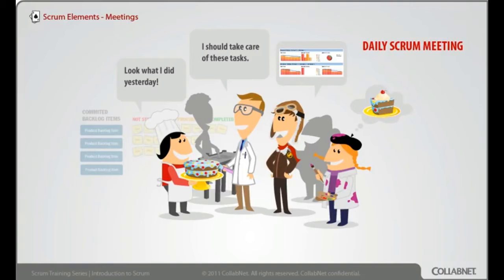I look them in the eye and tell them what I did yesterday. Here's what I did yesterday. And I tell them what I'm going to do today. And I tell them what impedes me, what are my blockers. Then I toss the ball to someone else on my team, and they give the same report to the rest of the team.